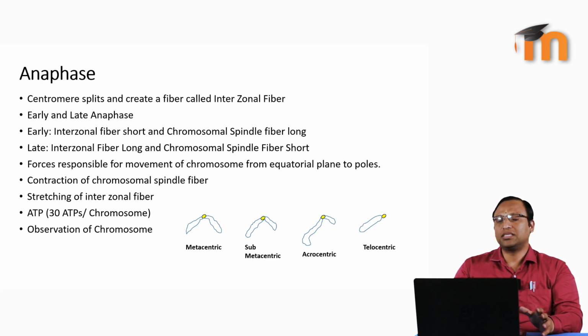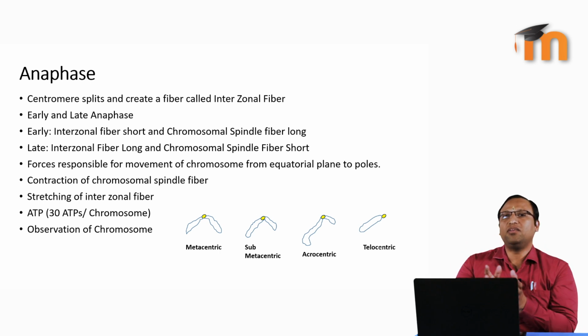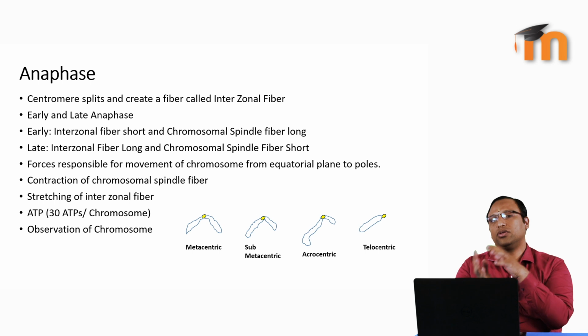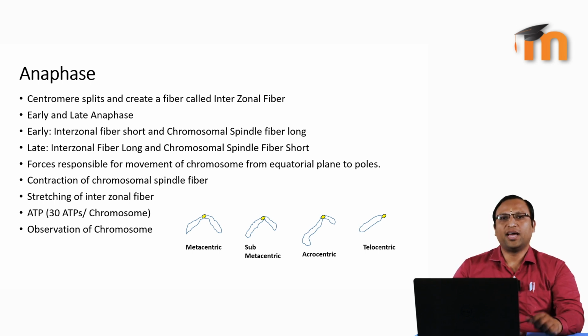So in this phase, we can observe that the spindle fibers are in two forms: interzonal fibers and chromosomal fibers. As we have seen in our previous slide about the animation of anaphase, now let's see what other things are happening.